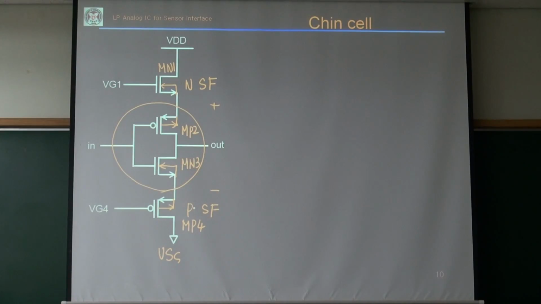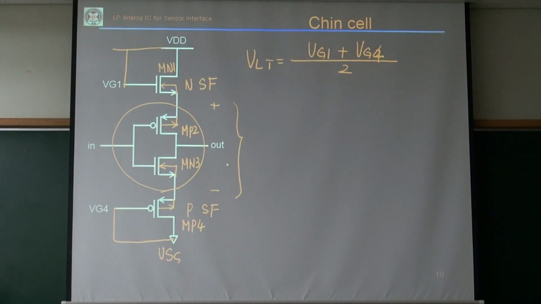And then if the threshold voltages are the same, the logic threshold voltage will be just 1/2 of VG1 plus VG4, okay? Independent of PVT variation, right? We've seen that, right? So let's connect this VG1 to VDD for simplicity, which is the highest voltage available, and VG4 to VSS. Then this is the largest voltage available for this inverter, right?